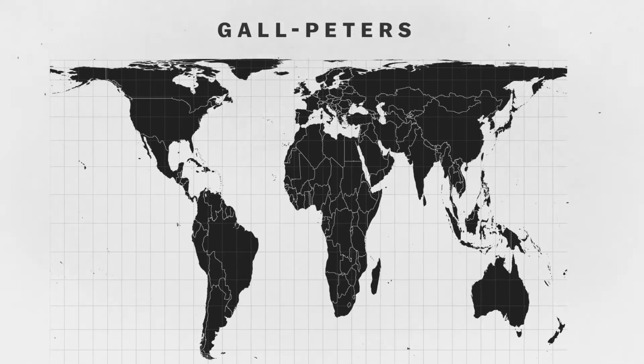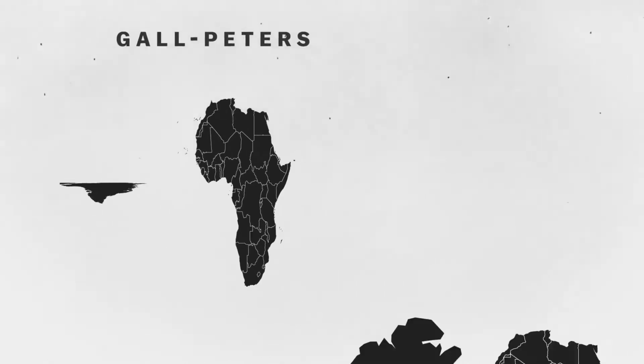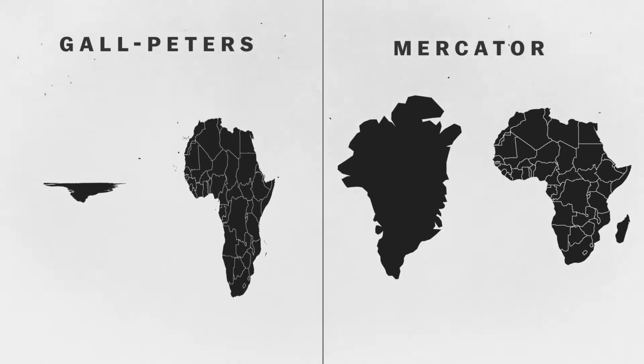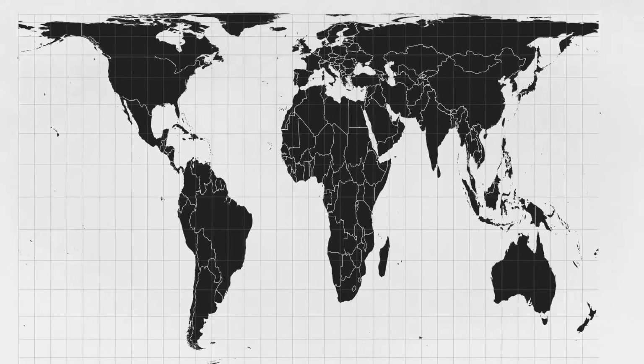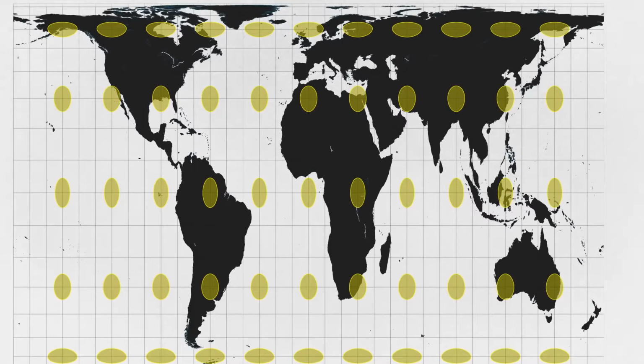projection. This is called an equal area map. Look at Greenland and Africa now. The size comparison is accurate, much better than the Mercator. But it's obvious now that the country shapes are totally distorted. Here are those dots again so that we can see how the projection preserves area while totally distorting shape.